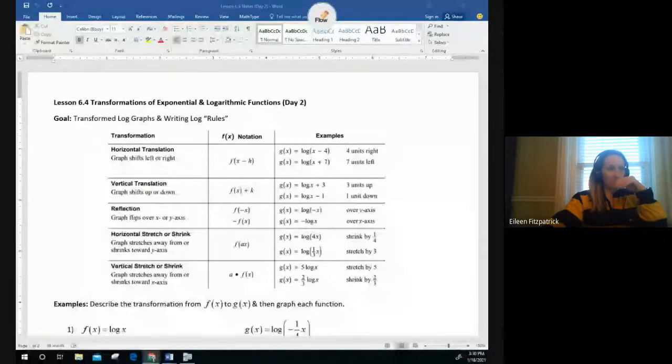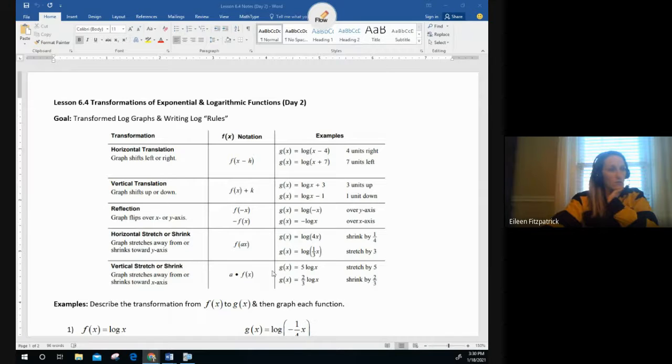All right, so we are going to finish up lesson 6.4 today. Let me show my screen. All right, so for day 2, we're going to look at the transformed log graphs and writing log rules.